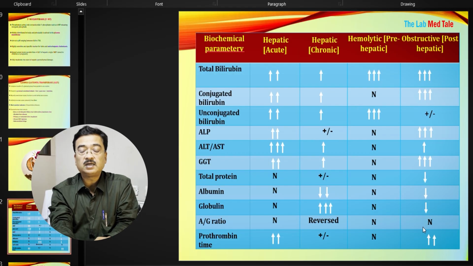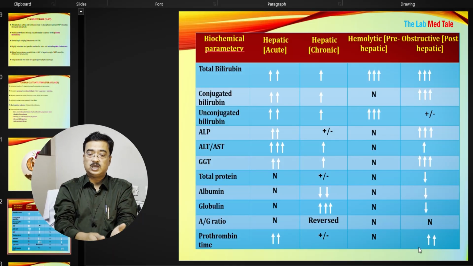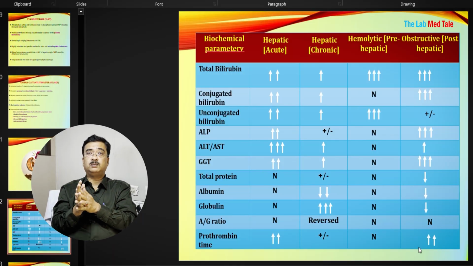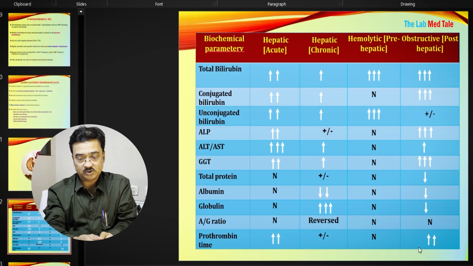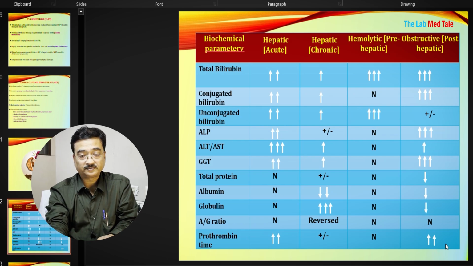Here the reason for the high prothrombin time is slightly different. In the liver disease case it is because the clotting factors could not be produced. Here it is because of vitamin K deficiency, because, as I told you, bile cannot come into the gut. One more striking feature, which is not mentioned here: urinary urobilinogen will be very high in hemolytic jaundice and almost zero in obstructive jaundice.